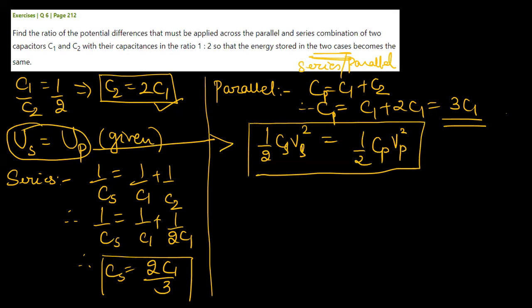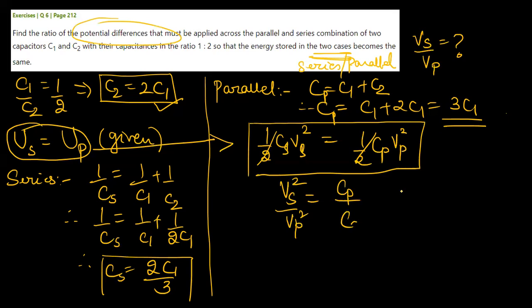Series energy is equal to parallel energy, so the half gets cancelled. I need to find the ratio of the potential difference that must be applied across the series and the parallel combination, so I'm supposed to find Vs upon Vp. If you rearrange, Vs square upon Vp square will be Cp upon Cs. Putting the values, Cp is 3C1 upon Cs is 2C1 upon 3, right? So C1, C1 cancel.